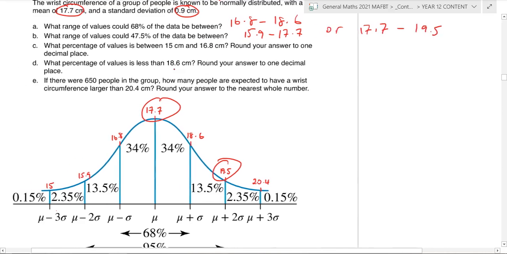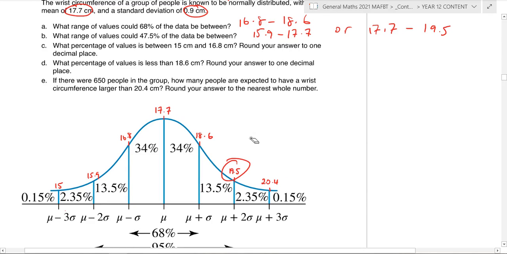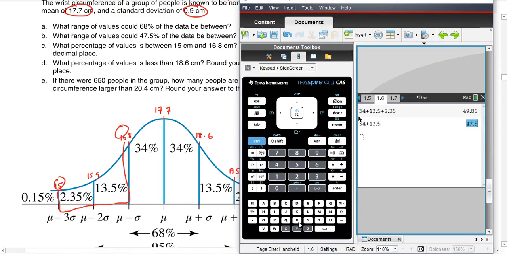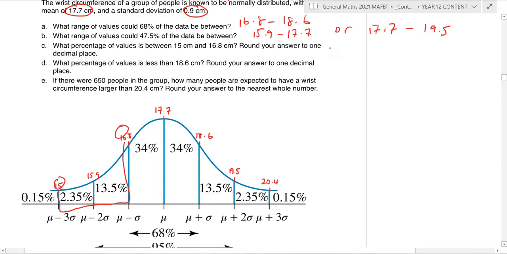All right, so what percentage of the values could lie between 15 and 16.8? That's really easy, because what you're looking at is what percentage of your data lies between this area, 15 and 16.8. So you just got to add these decimals together. On my calculator, nice and easy: 2.35 plus 13.5. If you didn't need a calculator for this, good. But the answer is 15.85%, or it says 1 decimal, so we'll go 15.9%.